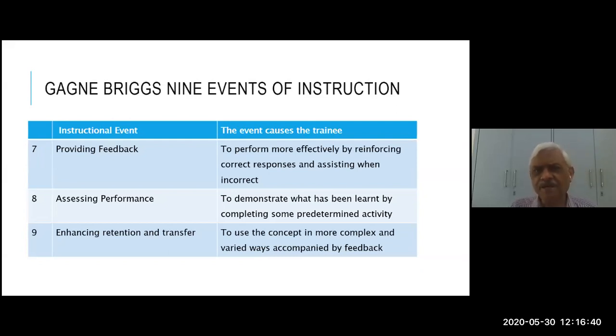So these are in fact the 9 events of instruction, and many trainers have found them quite useful. It acts as a sort of checklist when they have designed the session, to figure out: have I taken care of all the 9 events or not? And if there is one or two which is missing or weak, then I can strengthen that further, right? So that's a model which is quite useful, and it's found useful by quite a few people.